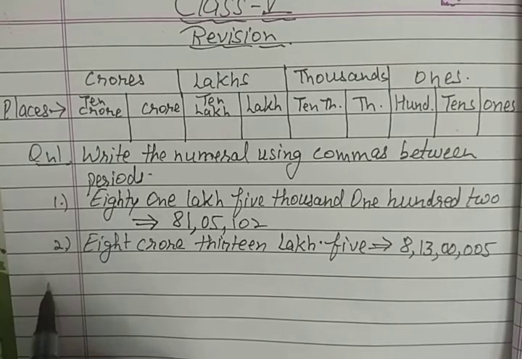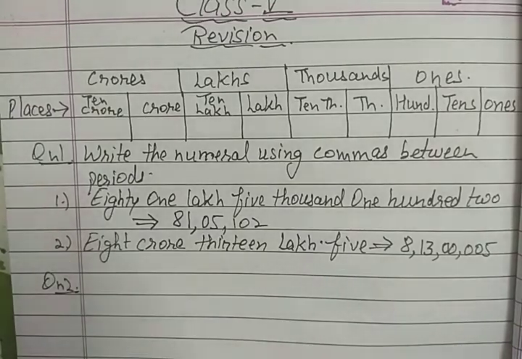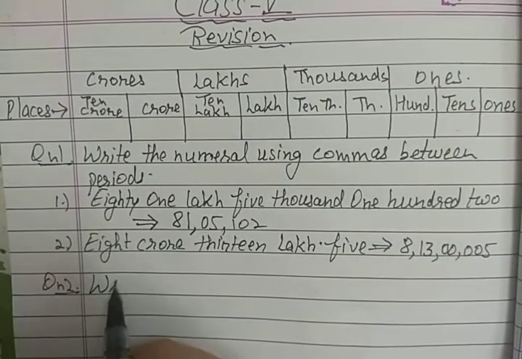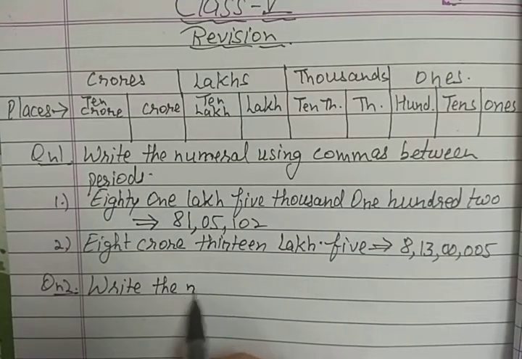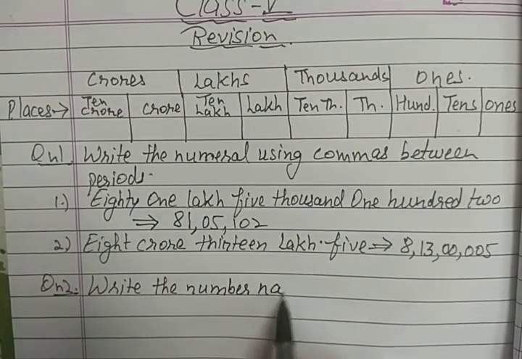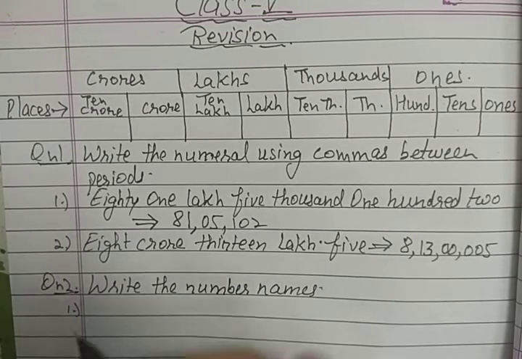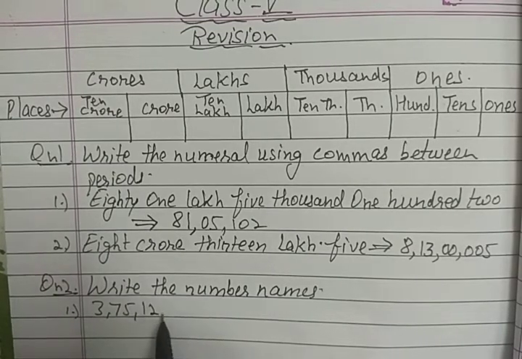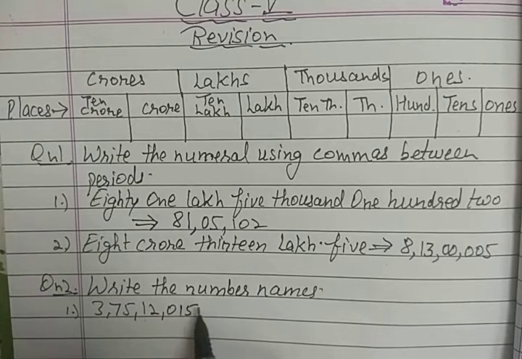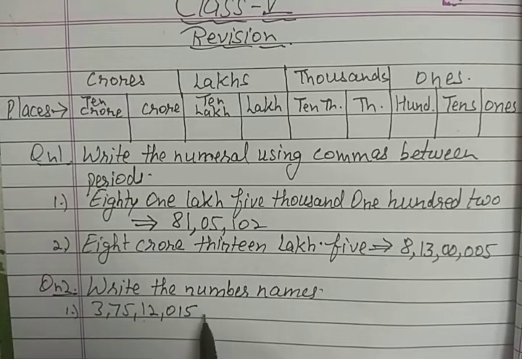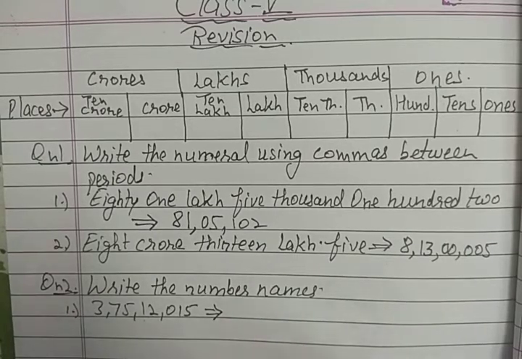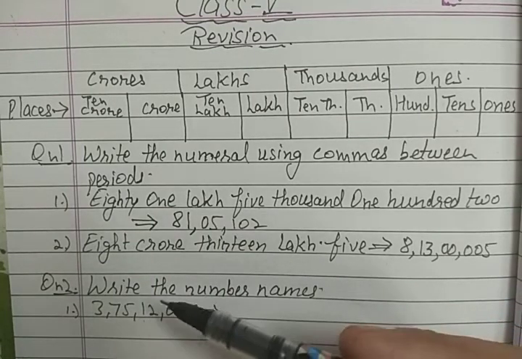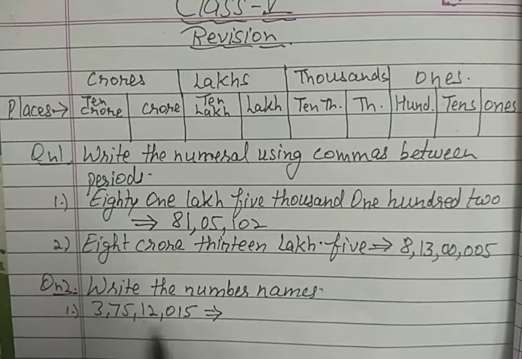Now let us take another question. In this you have to write the number names. So write the number names. So first let us take the example 3 7 5 1 2 0 1 5. So we have to write the number name. So it is much easier than writing the numeral. Number name is very easy to write. How? Because everything is given here.